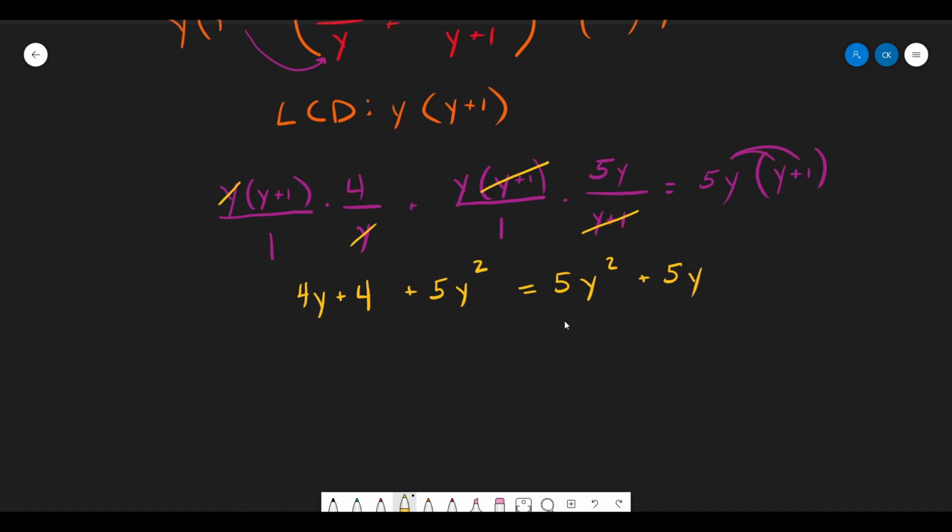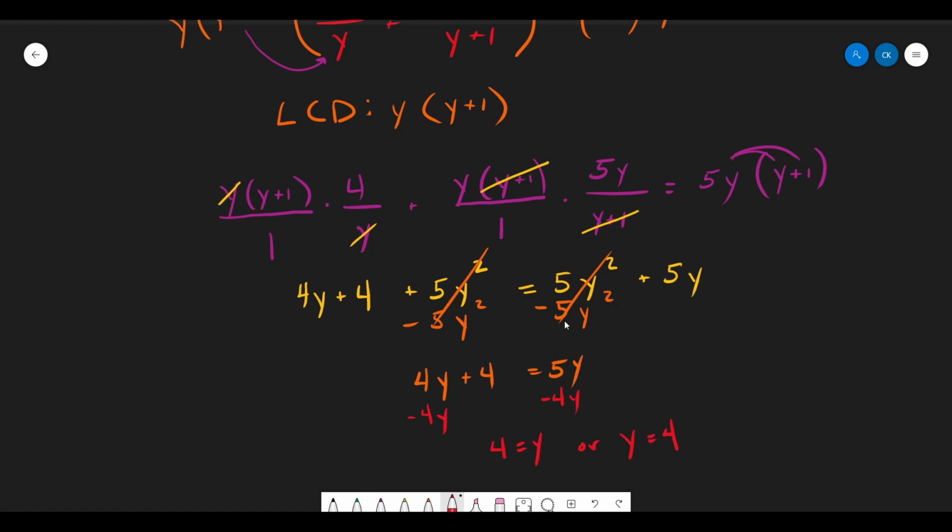Now I get to solve this just like a normal equation. Get all the variables on one side, get all the numbers on the other. So I'm going to subtract 5y squared from both sides. And would you look at that? They cancel each other out. 5y squared minus 5y squared is 0. So I'm left now with 4y plus 4 equals 5y. I'm going to subtract the 4y from both sides, and I'm left with 4 is equal to y, or y is equal to 4.